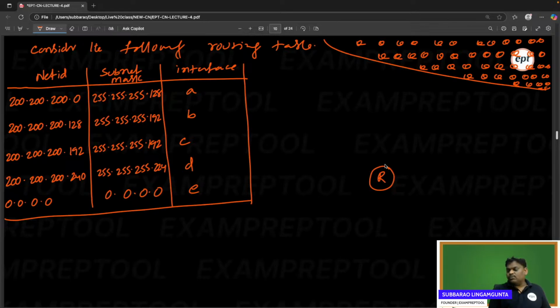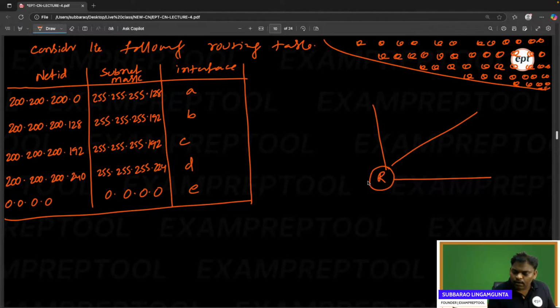So let us assume that there is a router R, and this table is available. And one more thing, remember: for every router, there are some interfaces. These are called interfaces.